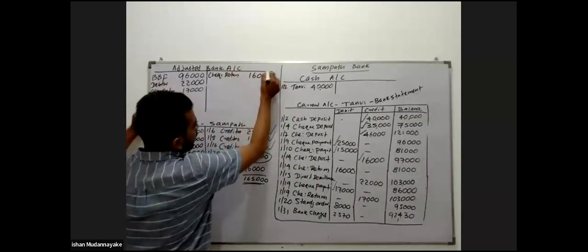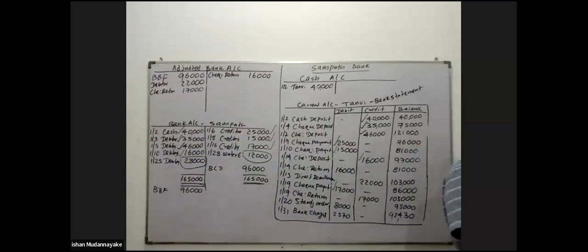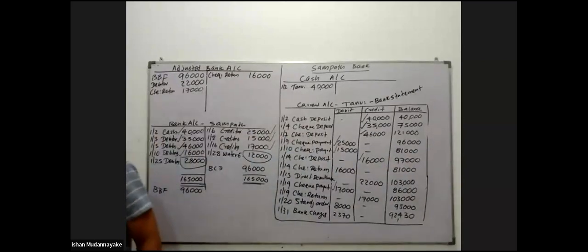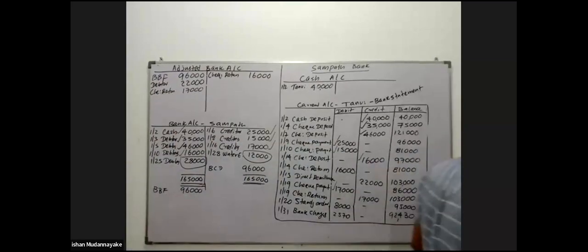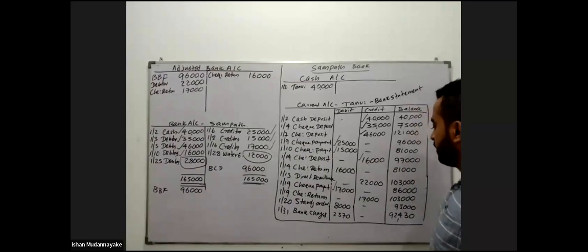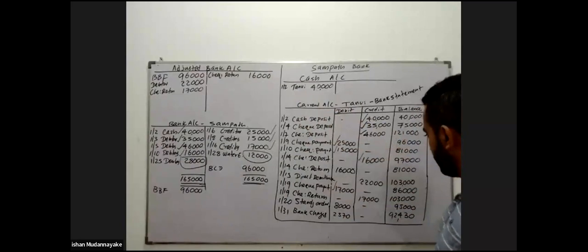Within bracket you can write down debtors. Within bracket we write down debtors, 16,000. Check return. You need to credit 16,000.